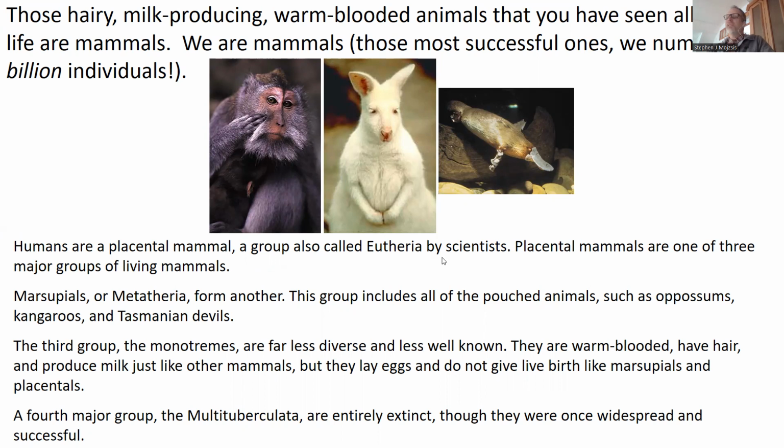Placental mammals are one of the three major groups, as I mentioned, of living mammals. The marsupials or Metatheria. These are all the pouched animals, such as kangaroos, Tasmanian devils, possums, etc. The third group, here's platypus, are quite strange. They are warm-blooded. They have hair. They produce milk. So for all intents and purposes, they're mammals, but they lay eggs and they don't give live birth like marsupials or placental mammals. And the multituberculata, just to repeat, they were once widespread, very successful, but they're entirely extinct now.